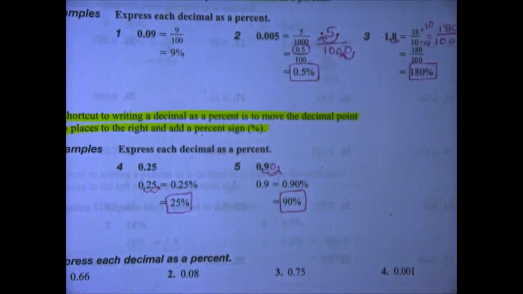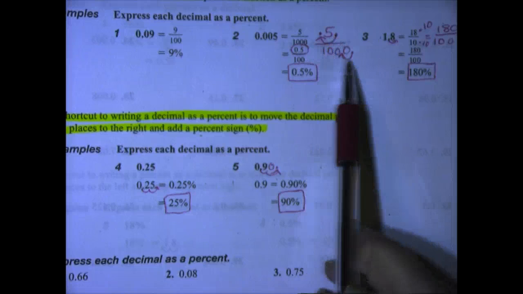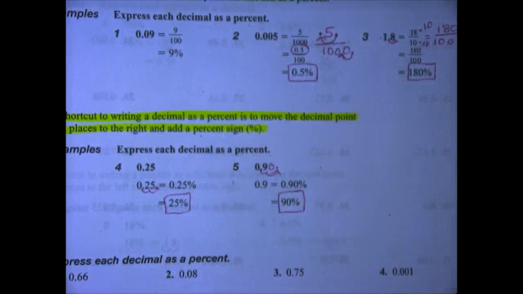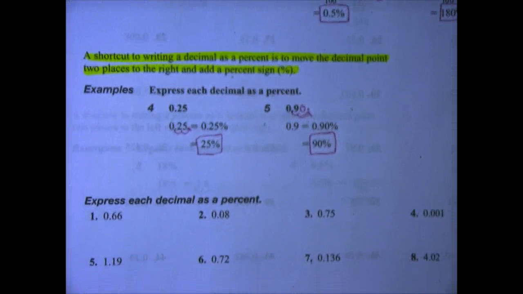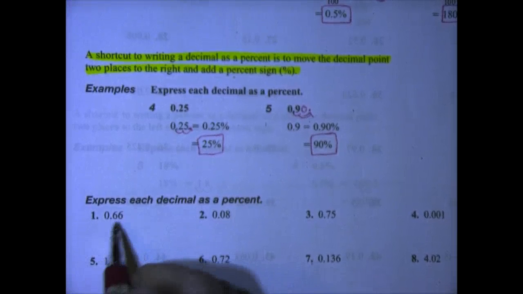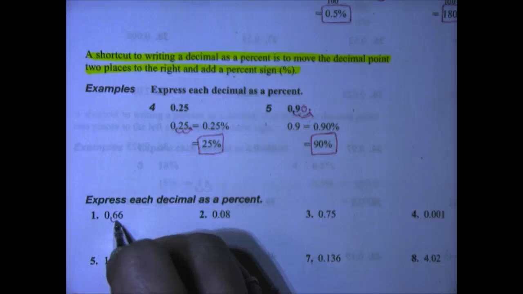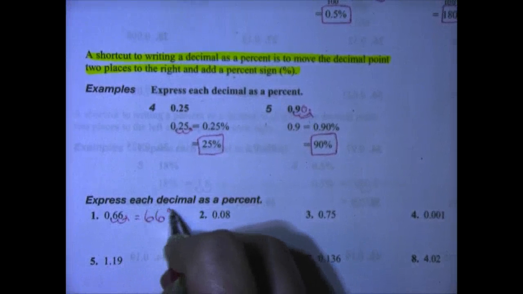Now I don't know about you, but I think that it's much easier to do it this way rather than having to change those fractions like we did and have to think all that through. So I think it's much easier just to move your decimal point to the right. So you choose which method you like. I'm going to choose the easy one of moving my decimal point. So let's look down at the bottom. 66/100ths. Move my decimal point 2 places to the right, and I add a percent, 66%.